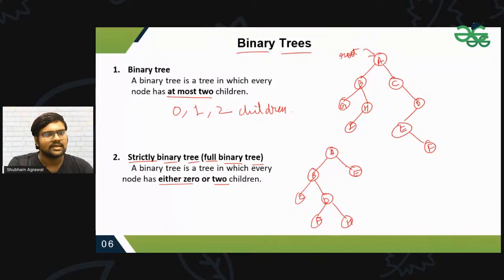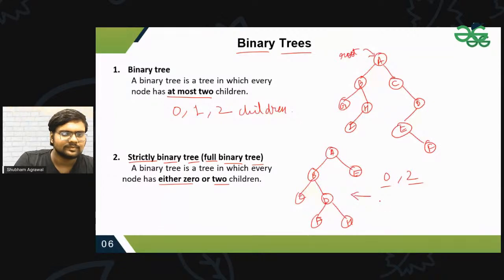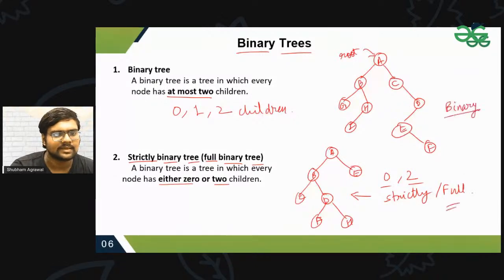So here each node has either 0 children or 2 children. Okay, so it is an example of a full binary tree or strictly binary tree. And this is an example of a binary tree in which any node can have 0, 1, or 2 children. Okay, now let's see what a complete binary tree is.